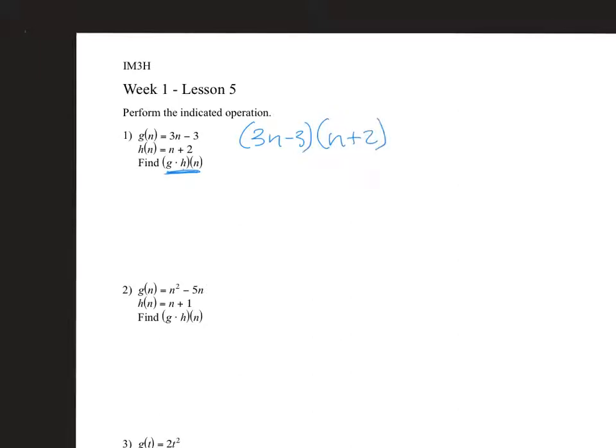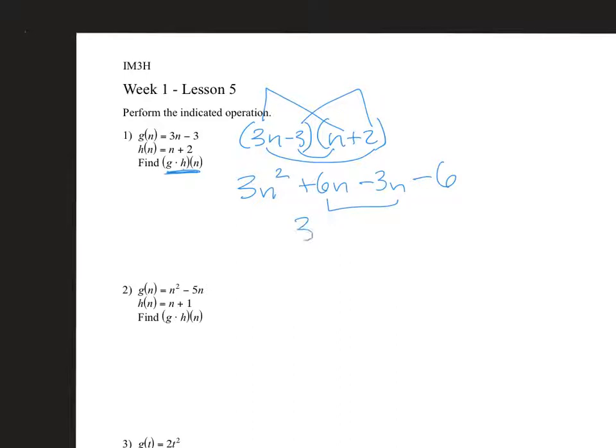So depending on who you had for your prior classes, this is known as foiling. And there's a couple different ways. It depends on which teacher you had to do it. Some of you may have learned actual FOIL, right? So the first terms multiplied together are 3n squared. The outer terms multiplied together are positive 6n. The inner terms multiplied together is negative 3n. And the last terms multiplied together is minus 6. And then these two are like, and you end up putting those together. Okay, so you may have learned it that way.